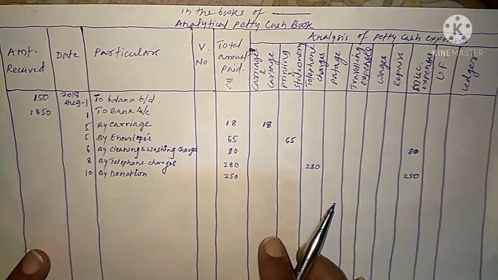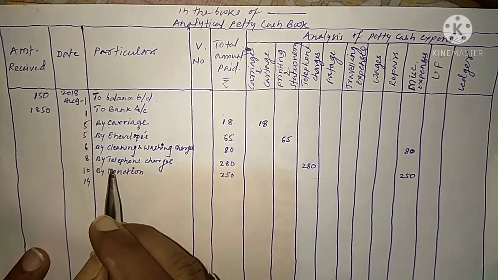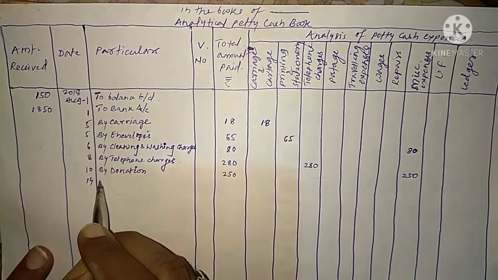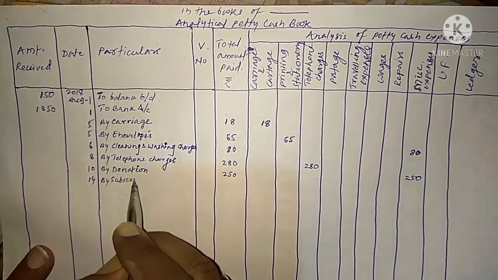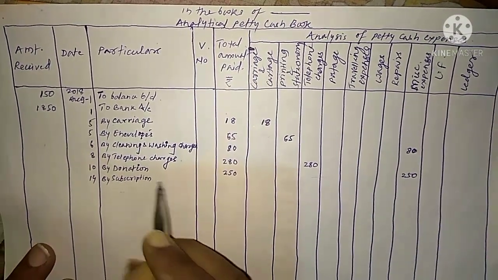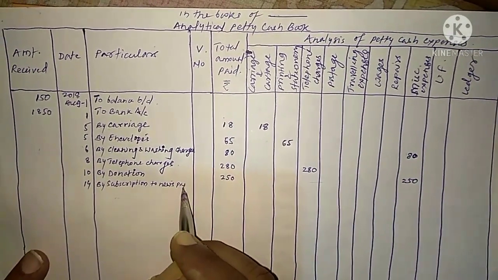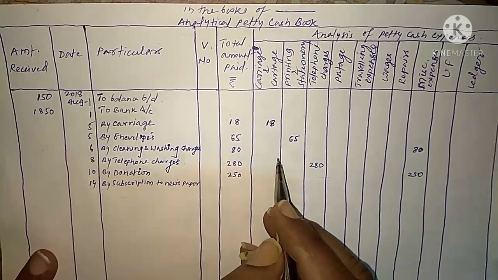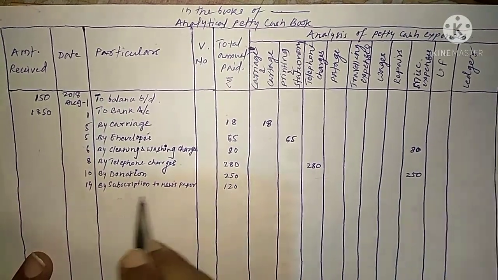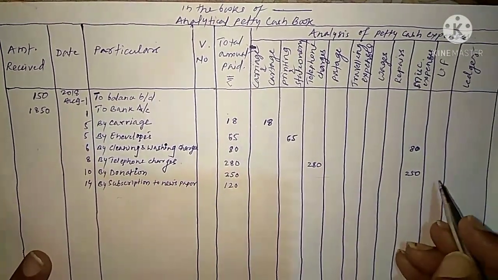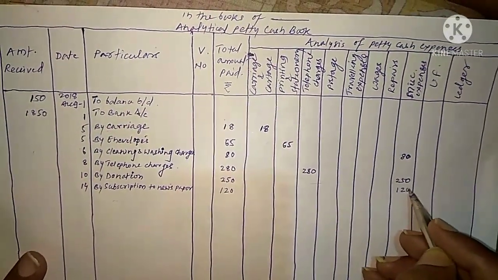And then transaction on 14th August, paid for subscription to newspaper by subscription to newspaper in amount column 120, and subscription to newspaper also it will go to the miscellaneous expenses accounting head. So here also we have to write 120.